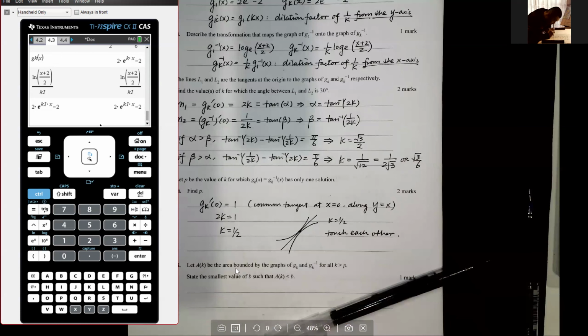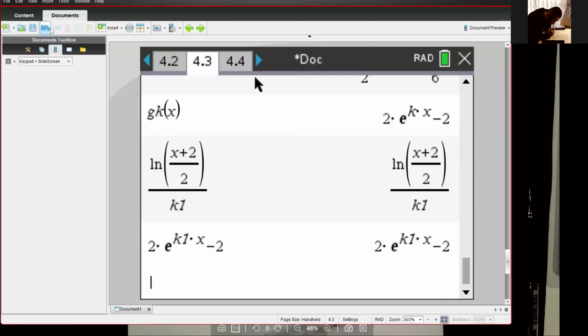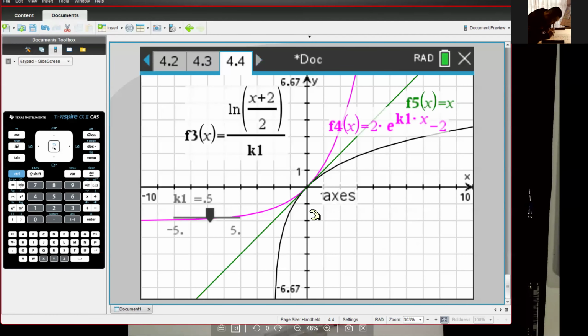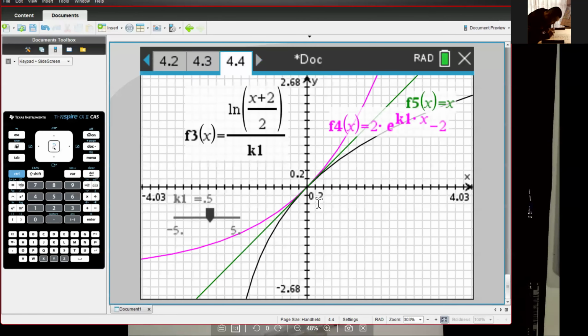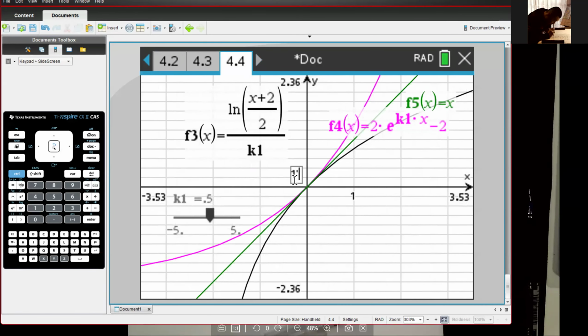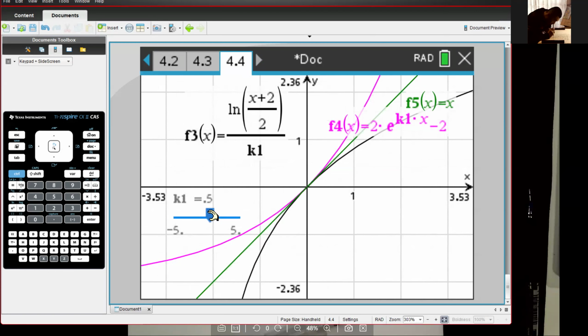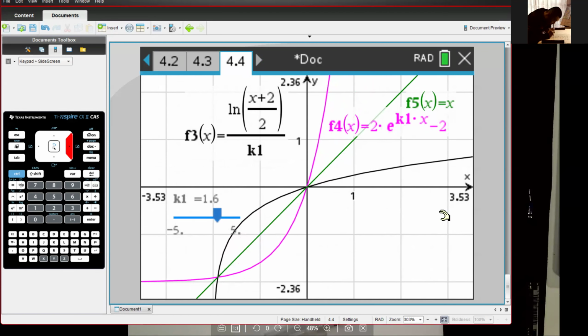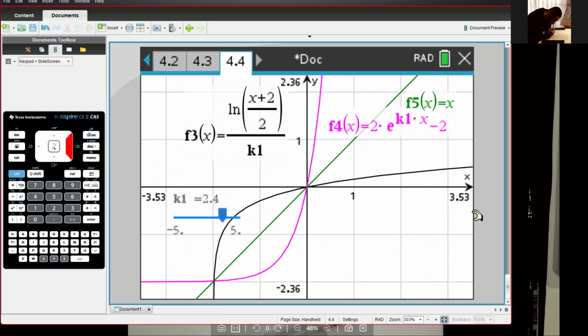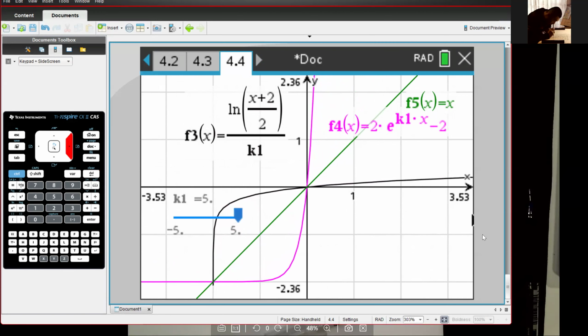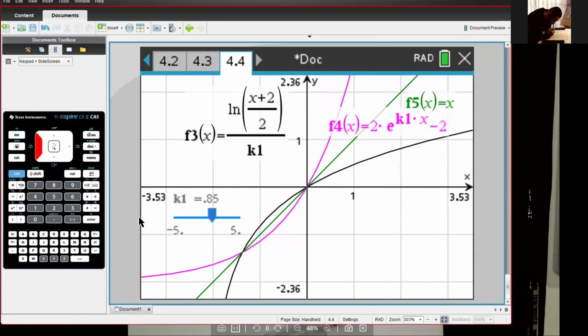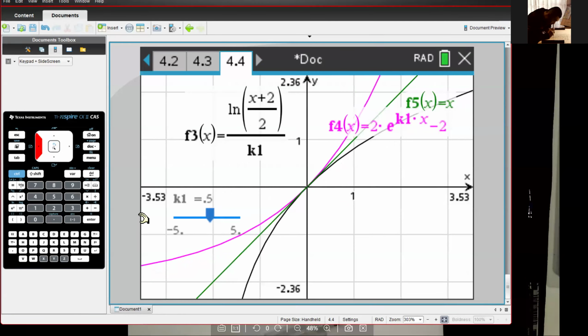Let A_k be the area bounded by the graph of g_k and g_k inverse for all k greater than P. State the smallest value of B such that A_k is less than B. So you need to observe from the slider. That's the most straightforward method. I'll put a 1 here. I'll put a 1 here. Actually, if you push the k value larger and larger, you can see the area bounded between the graphs is like a balloon. Initially, it was very flat, no bounded area at all.